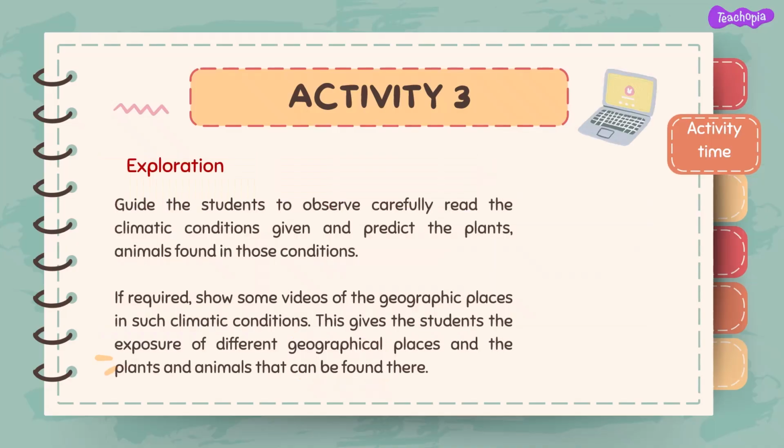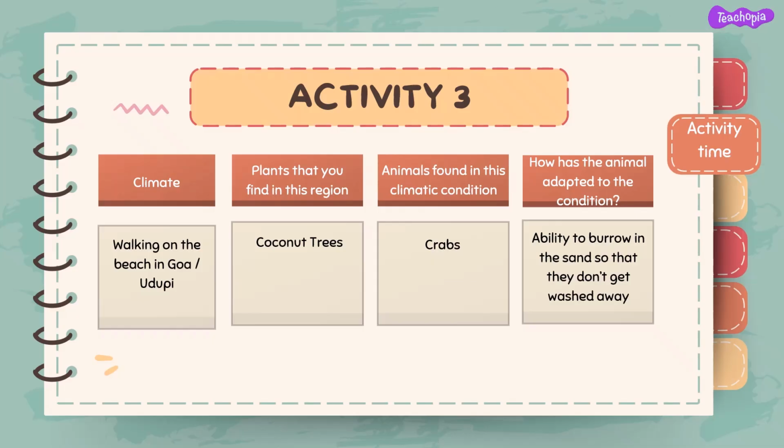In the third activity, students analyze climates like beaches or deserts and predict adaptations. For instance, learners imagine a beach in Goa or Udupi and write down the different plants and animals they might find in that climate. Later, they write down how these animals have adapted to the climate.